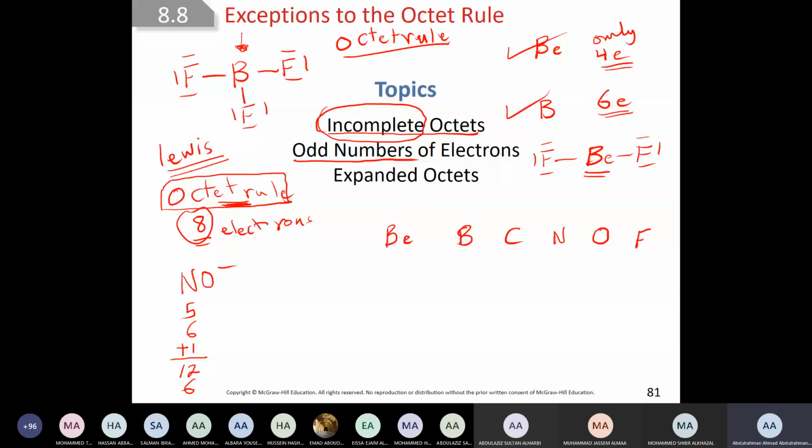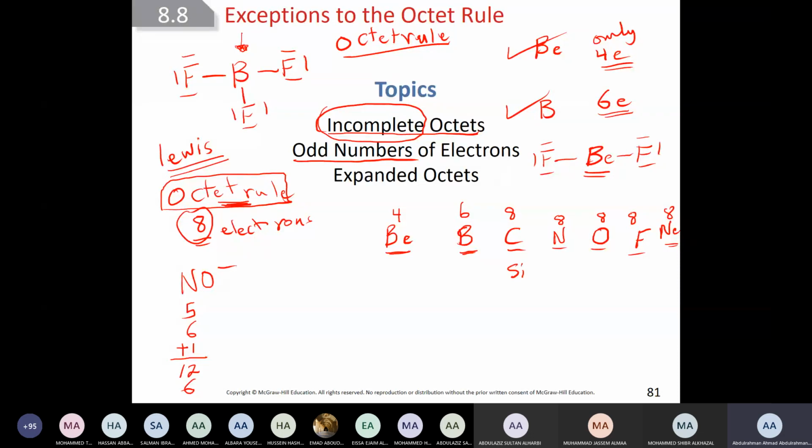Very good. Now, how many electrons would Be like to have around it? 4 only. How about B? 6. Carbon, nitrogen, oxygen, fluorine would like to have how many? 8. All of them. And of course, neon already has 8, so that's why it doesn't make any bonds. Is this clear?